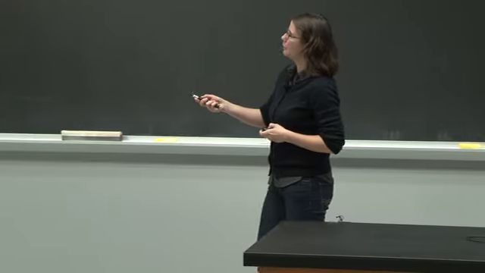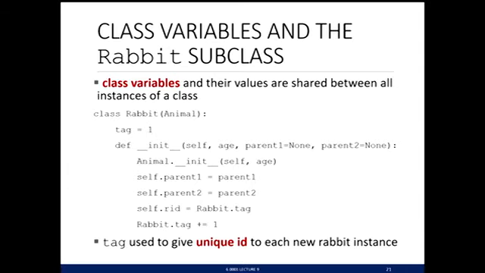Class variables are variables whose values are shared between all of the instances in the class. So if one instance of the class modifies this class variable, then any other instance of the class is going to see the modified value. It's shared among all of the different instances. We're going to use class variables to keep track of rabbits.